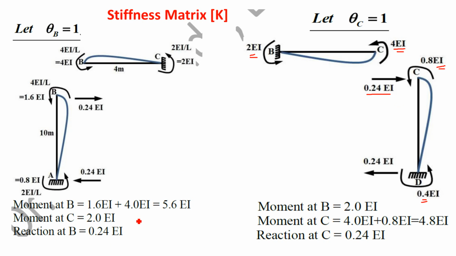Now below these figures I have written the moment at B, moment at C and reaction at B. Why is it written like this? Because moment at B is the action corresponding to theta B, moment at C is the action corresponding to theta C, and reaction at B is the action corresponding to delta. So that's why we have to collect these moments only. Moment at B corresponds to theta B, moment at C corresponds to theta C, and horizontal reaction at B or C corresponds to delta.